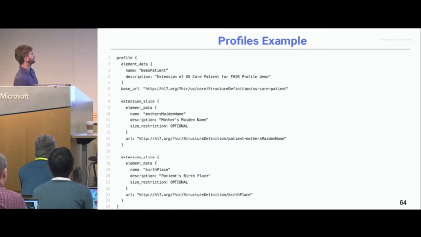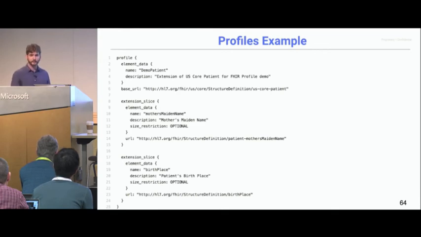I'm hoping that it makes a lot of sense without going into too great detail. So we start off, we say the name of this thing is demo patient. We give it a little description, and we provide a base URL. This allows us to do proto inheritance basically, structure definition inheritance. We start off with the US Core patient. Once you have the US Core patient, you're going to go ahead and provide deltas on top of that.